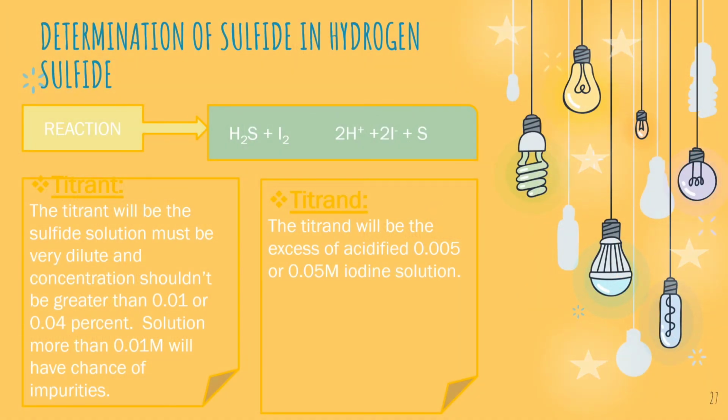The last is the determination of sulfide in hydrogen sulfide. The reaction goes like this: H2S will react with I2 and form 2H+, 2I- and sulfur. The solution being titrated is the sulfide solution, which must be very dilute, and the concentration shouldn't be greater than 0.01 M or 0.04%. A solution more than 0.01 M will have a chance of impurities. The titrant used in this determination will be an excess of acidified 0.005 or 0.05 M iodine solution.